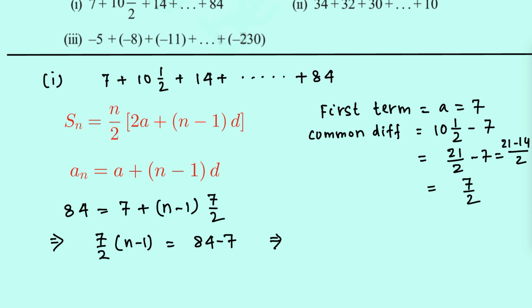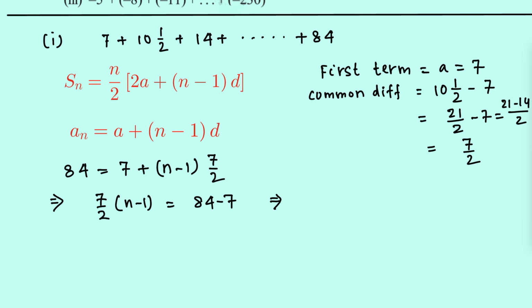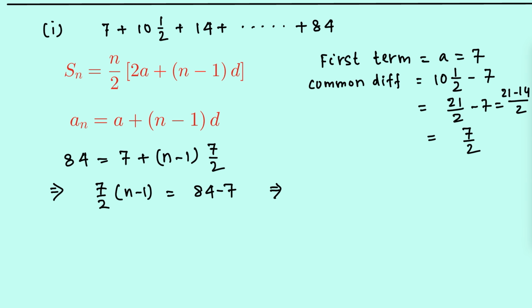or we can write n minus 1 is equal to 84 minus 7, which is 77, into 2 by 7. Here it will be cancelled out, 11. Simply, after simplification, we will get n minus 1 is equal to 22, or n is equal to 23.